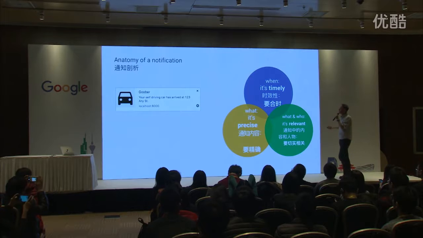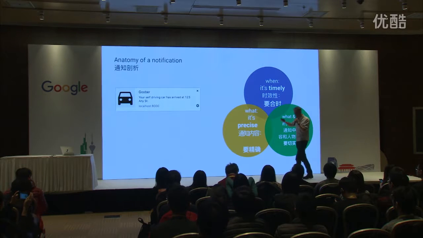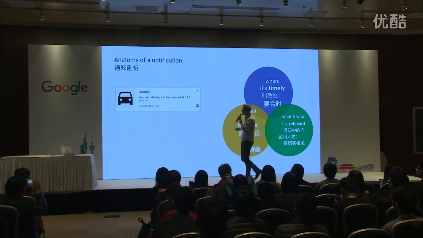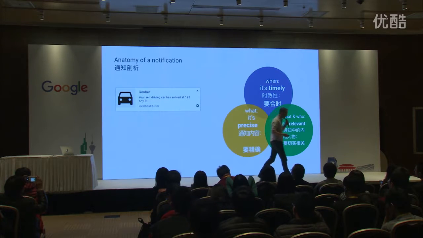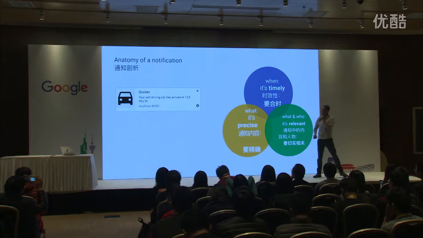Now imagine a company like Google started a self-driving taxi company. You might call it Goober. That would be good. And this is another good notification.